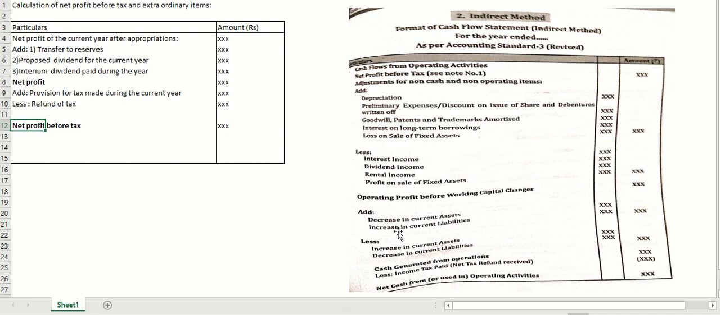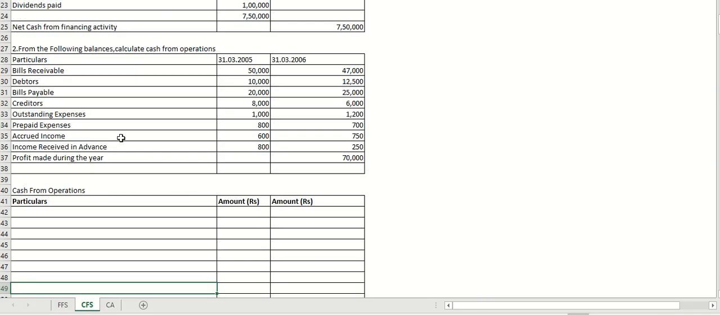Then you will add your decrease in current asset and increase in current liability, less increase in current asset and decrease in current liabilities. Then you will get the resultant figure as cash generated from operation. Only after this you will minus your income tax paid and you will get your net cash from operating activities. So in this they have given the items. So let's distinguish the items respectively.